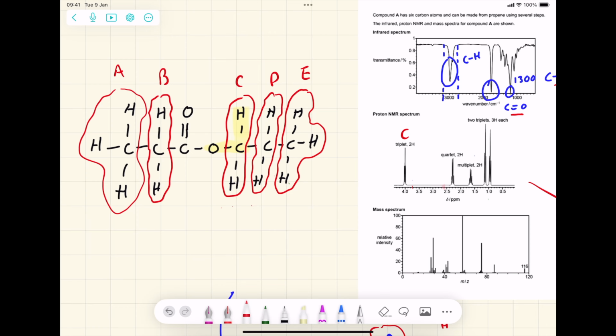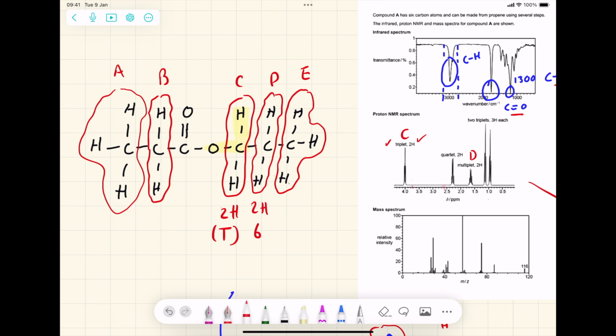The integration is 2H. It is next to a CH2 on the right, which means it must be a triplet. So that condition and that condition are both met. Then the next one, which is actually quite easy to spot, is the multiplet. So that would be environment D, because you can see that has an integration of 2H, so 2 hydrogens in that environment, and is split into 6.